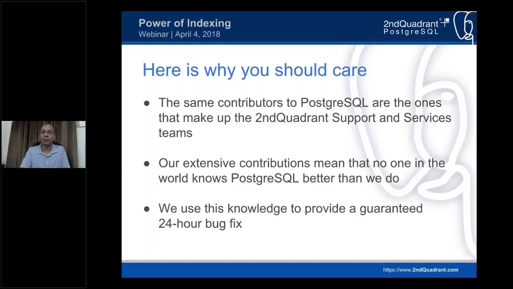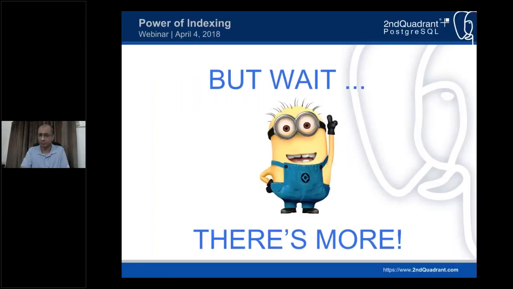Because we contribute so extensively, a lot of code written in open source Postgres is contributed by Second Quadrant. There's nobody in the world who knows open source Postgres better than we do. And that allows us to give you a guarantee that no other organization can give, and that is for a 24-hour bug fix in case you encounter a bug in Postgres. No other company can provide you with that guarantee.